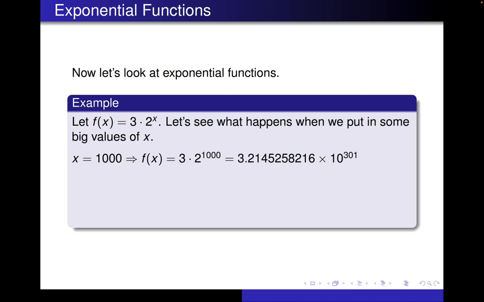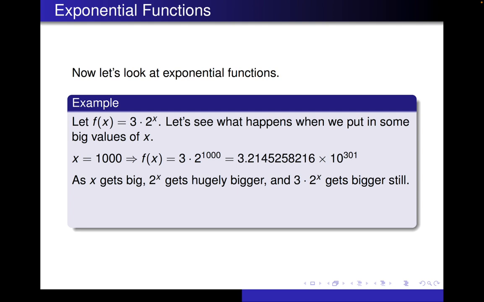Some number a little bit bigger than 3 times 10 to the 301. That means there's that 3, whatever, and it has 301 zeros after it. That is a lot of zeros. That's a big number. And so what this suggests is, as x gets big, our 2 to the x is going to get not just big, but hugely bigger, right? And we multiply by 3, even bigger than that, which means that as x goes to infinity, our f of x is also going to go to infinity.